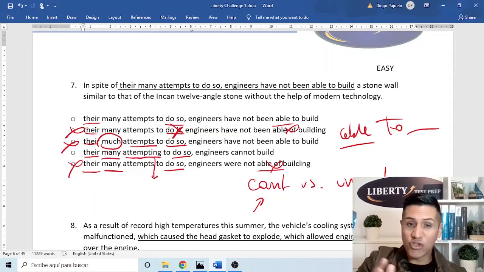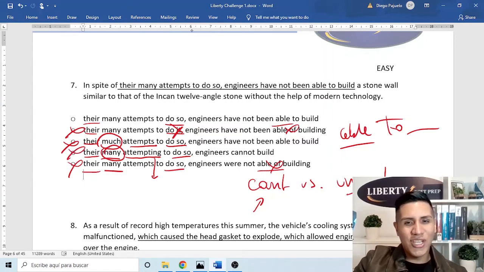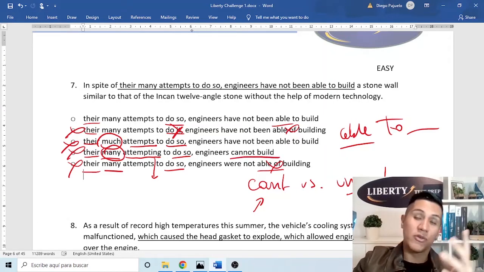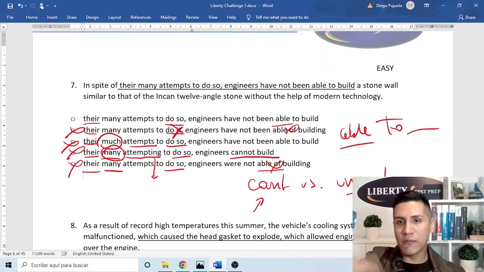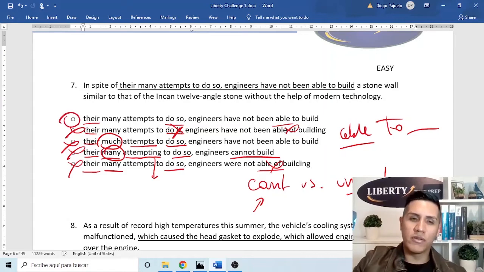Attempting is a gerund. So you cannot have "many attempting", because attempting would be uncountable and many would be countable, so that's just wrong. Okay. And also it changes the meaning because it says "cannot build." That's a different meaning from saying they have not been able to build so far, right? So, maybe in the future they will, but to say that they can't build something would be stronger, more definitive. Okay, so letter A for us here.